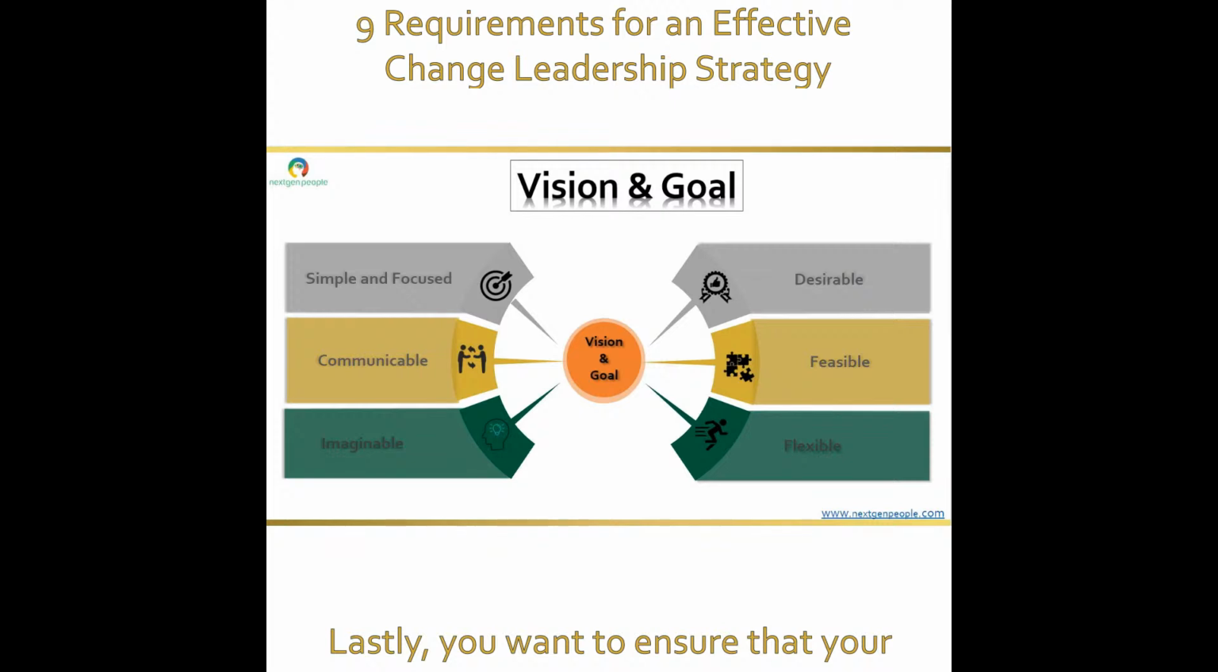And lastly, you want to ensure that your vision is flexible. A vision is an idea, it's a picture. It's not the implementation itself. So when you're embarking on something new, you must expect the unexpected to happen. You must anticipate the need to adapt and be flexible. And this is more true the bigger that transformational change is.